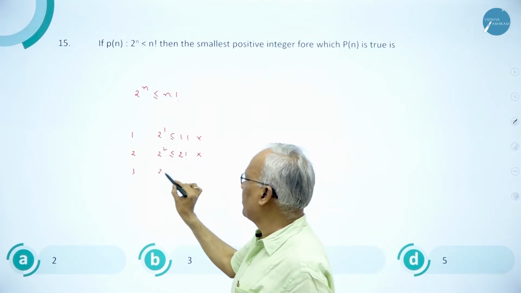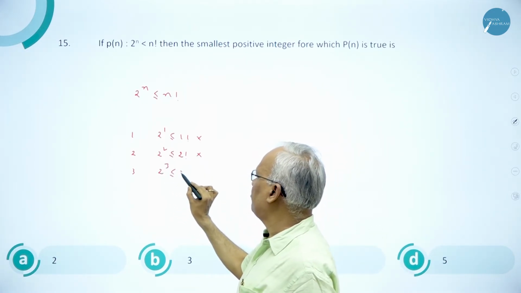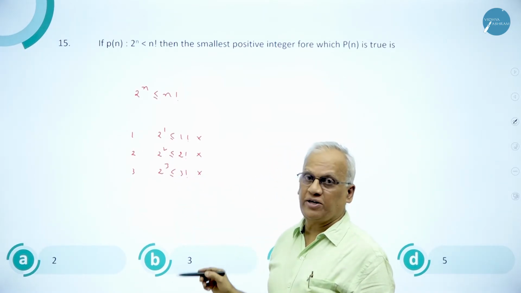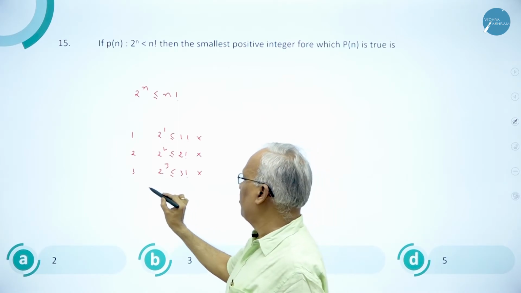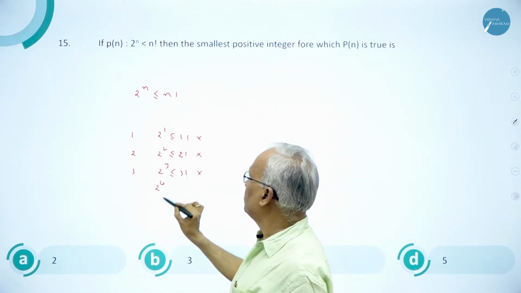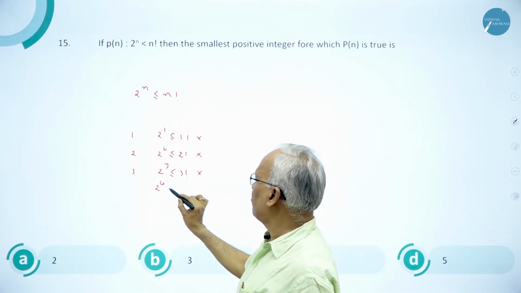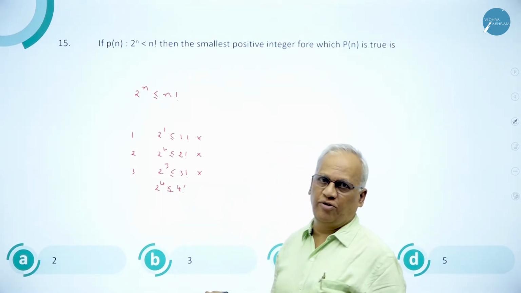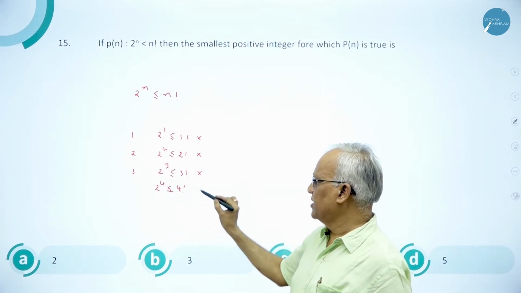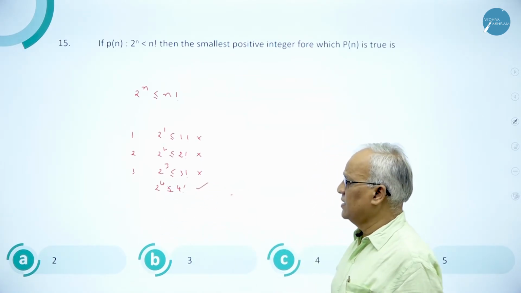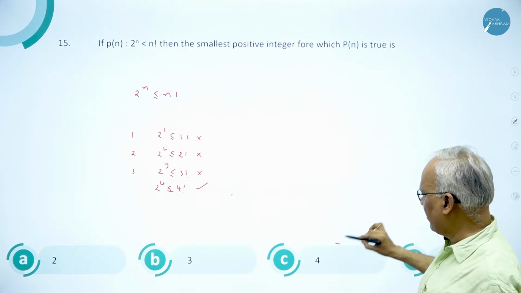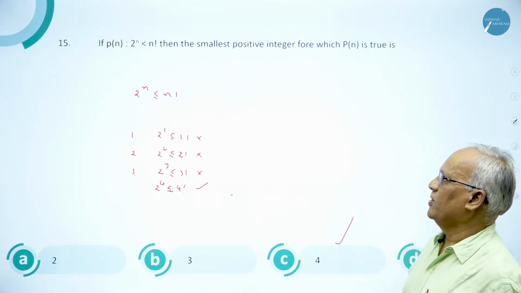And then 2 power 3 less than or equal to 3 factorial is also wrong because 2 cube is 8 and 3 factorial is 6. That is also wrong. Therefore, now last one, 2 to the power 4 you try. 2 to the power 4 is 16, less than or equal to 4 factorial. 4 factorial is 24. 2 to the power 4 is 16, which is correct. The first, the least positive integer satisfying that inequality is 4.